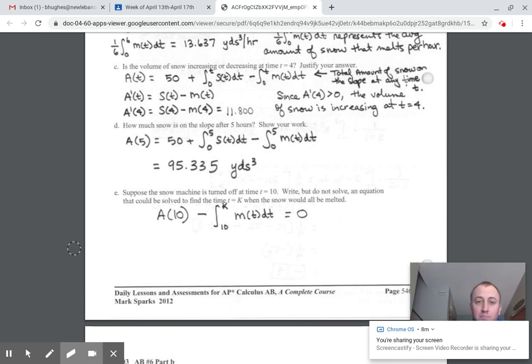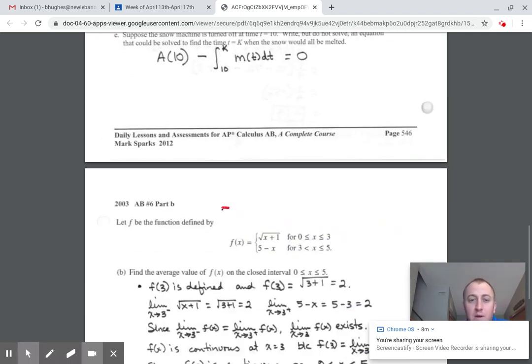So this is talking about, suppose the snow machine is turned off at t equals 10. Write, but do not solve, an equation that could be solved to find the time t equals k when the snow would all be melted. So I know that A of 10 is going to tell me the total amount of snow at t equals 10 that's on my ski slope. And then I would need to subtract from 10 to whenever, that's the k part, that my snow would be melting, and that would equal 0. And then that's my hypothetical equation. We don't actually have to solve, all we were doing is just writing an equation.